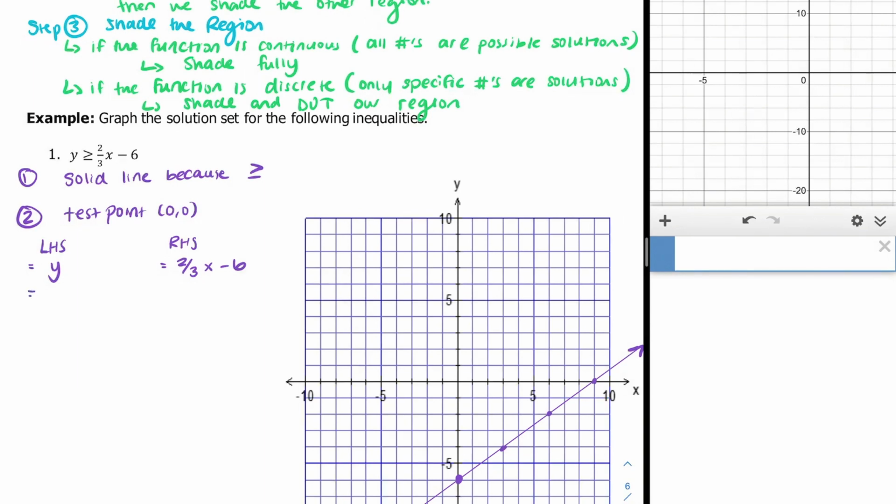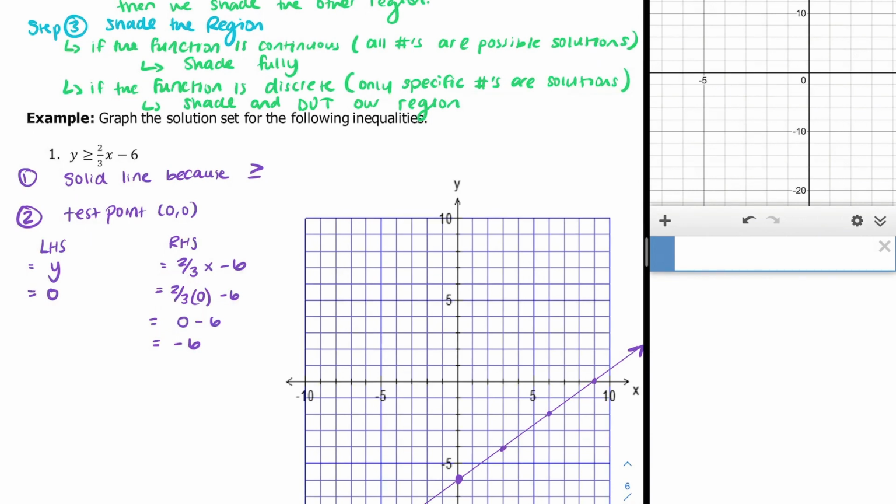And we are going to try and get each side to be reduced to one single number. So on my left-hand side, I plug in 0 for y, I end up with 0, I'm happy. On my right-hand side, I plug in 0 for x, and I get 0 minus 6, which reduces to minus 6 as well. I'm happy because it is one final number.